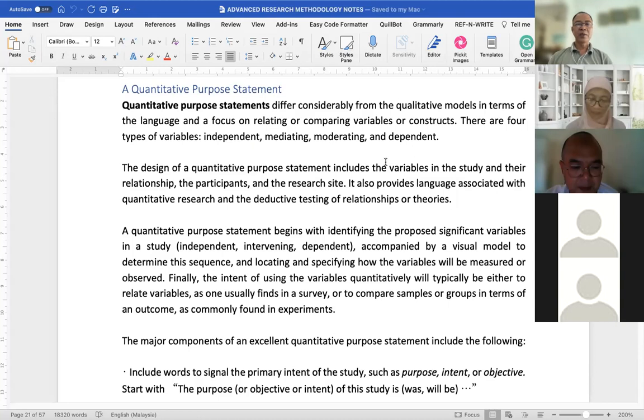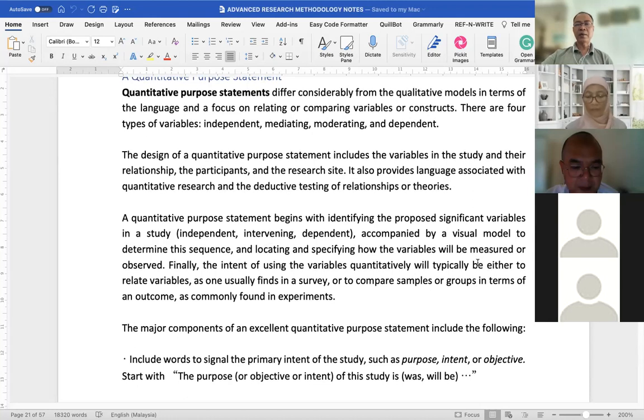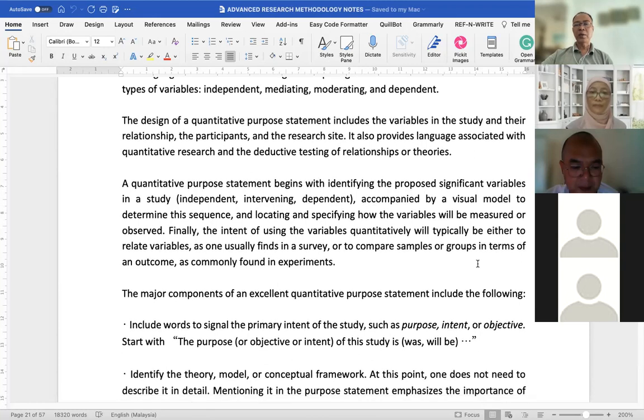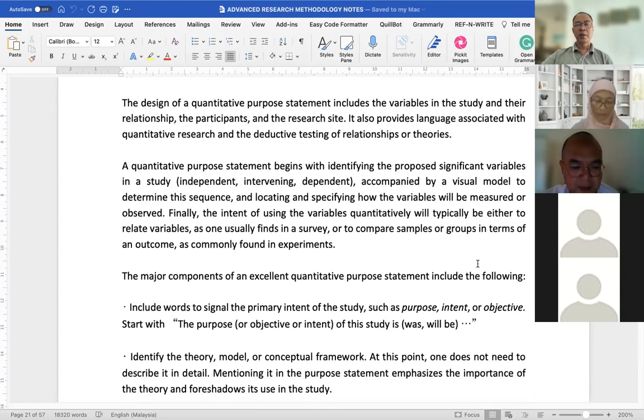The design of a quantitative purpose statement includes the variables in the study and the relationships, the participants, the research site. It also provides language associated with quantitative research and the deductive testing of relationships or theories. So deductive testing means we need to develop our theoretical framework, then we collect and analyze data. Then after analyzing data, we will determine whether the data supports or does not support the theory.